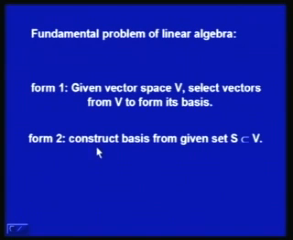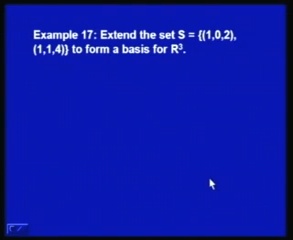The second form is, construct a basis from a given set S which is a subset of V. So, these are two different forms. Let us try to see with the help of an example. Extend the set S to form a basis for R3.